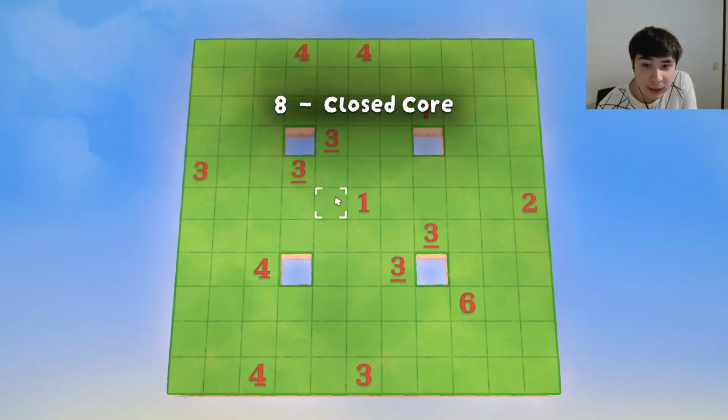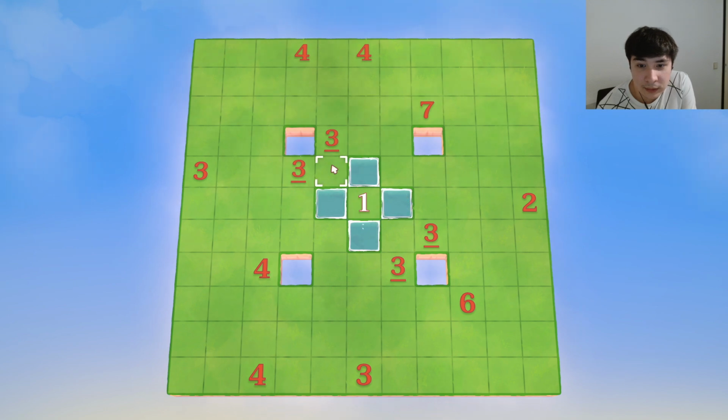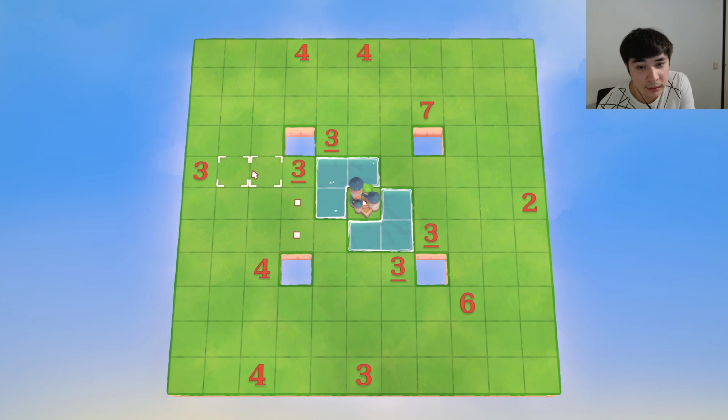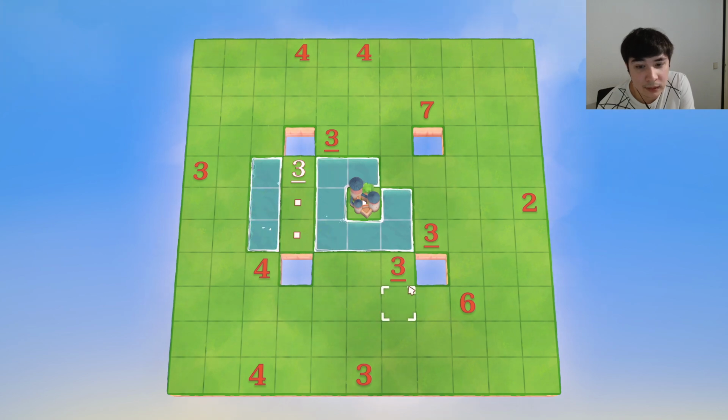Closed core. Okay. These 1s connect. These 3s are diagonally separated. This 3 is going to go down because this 3 means it can't go across.